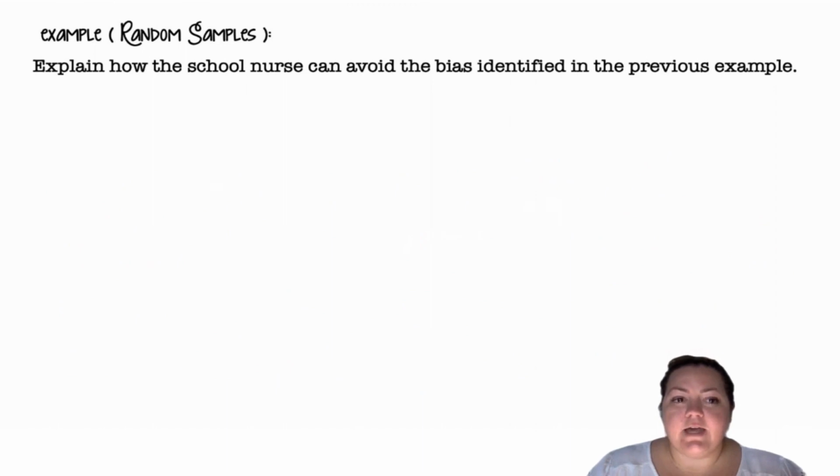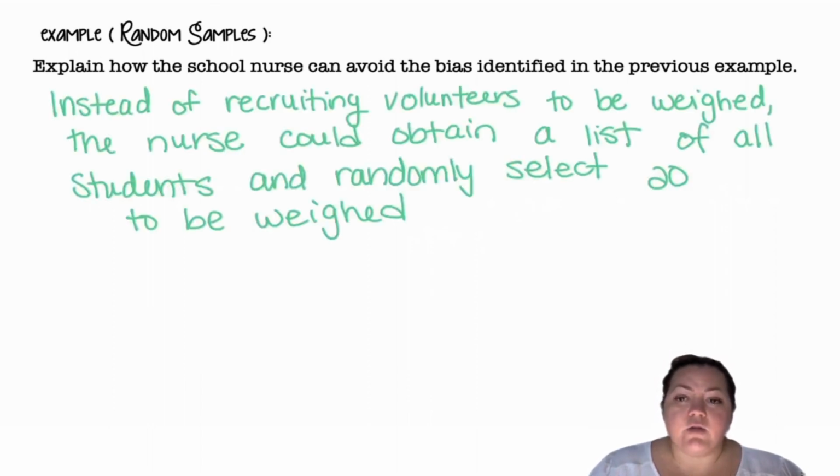All right. Explain how the school nurse can avoid the bias identified in this previous example. All right, so instead of recruiting volunteers to be weighed, the nurse could obtain a list of all students and randomly select 20 to be weighed. All right, so we would rather do a random sample.